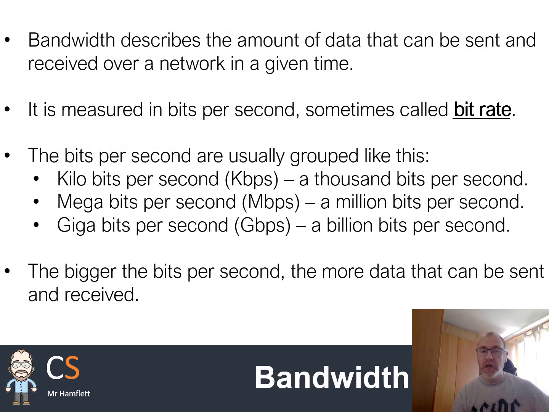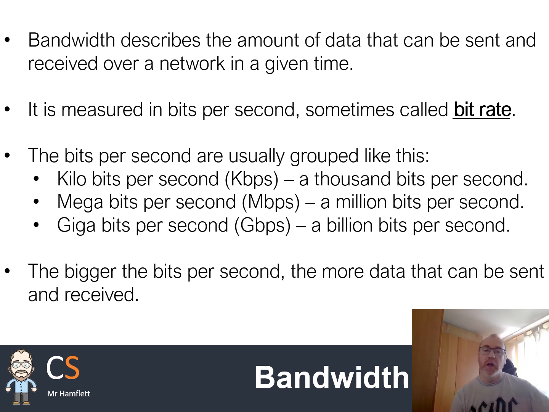Bandwidth describes the amount of data that can be sent and received over a network at a given time, and we measure it using bit rates, the number of bits per second. It's a little bit weird: we don't say bytes per second, we say bits per second. Remember, a bit is a single 1 or 0, and a byte is made up of 8 bits. So if you want kilobytes per second, you have to divide these numbers by 8.